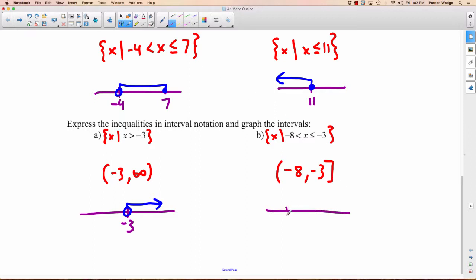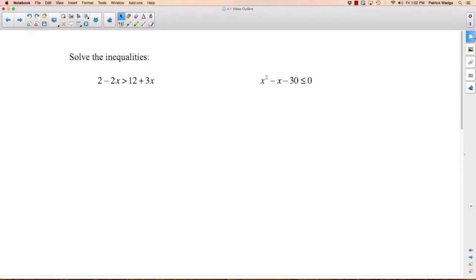So we'll put our two numbers, -8, -3. A circular dot on the -8, a square dot on the -3, and join them together. There you go. Okay, now we're going to solve some inequalities.